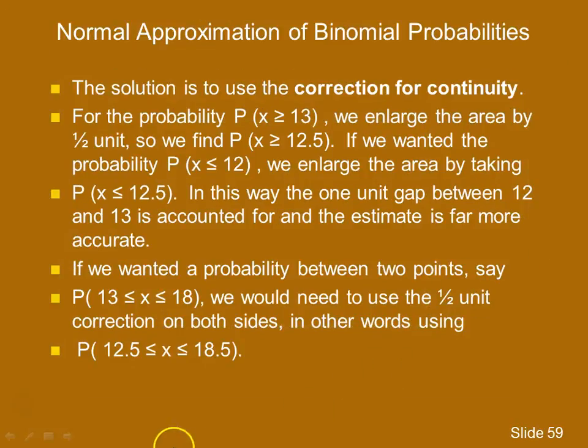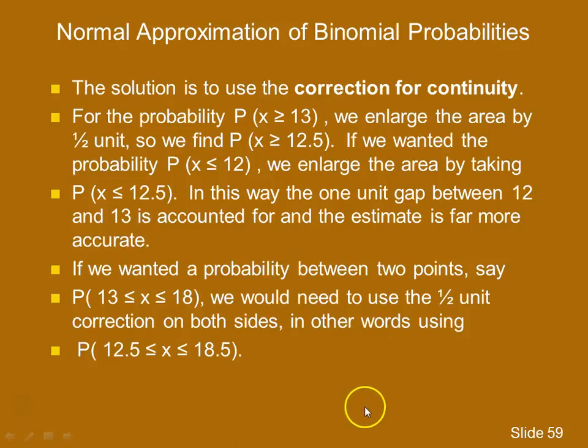Now, we can solve for this underestimate problem by using something called the correction for continuity. We're going to take that 1 unit gap and put half of it with each of the two probabilities. In other words, if we want x bigger than or equal to 13, we're going to enlarge the area by going back to 12.5. If we wanted 12 on down, everything less than or equal to 12, we would enlarge it by going up to 12.5. In that way, that 1 unit gap between 12 and 13 is accounted for, and the estimate gets more accurate.